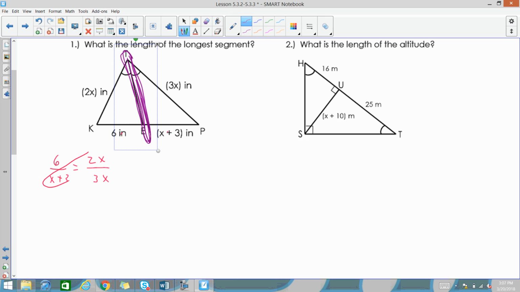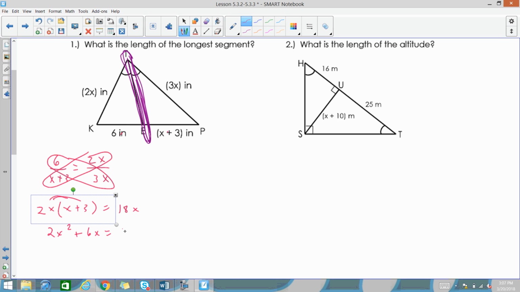So now we're going to solve for the value of x. So we're going to get 2 times x plus 3. I'm just going to show my work. 2 times x plus 3 equals 6 times 3x, which is 18x. Now, to simplify, we will distribute. So we're going to get 2x squared plus 6x equals 18x.